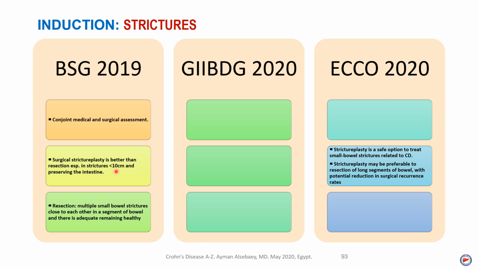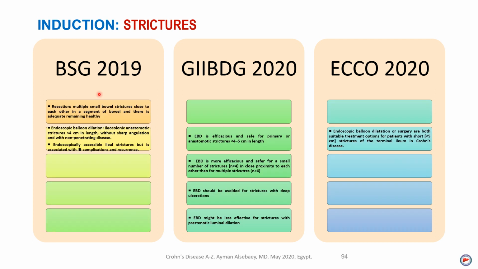ECCO said that strictureplasty is a safe option to treat small bowel stricture, and it is preferred to resection of long segments of the bowel, with potential reduction of the surgical recurrence rate. The BSG said that resection can be used if there are multiple small strictures close to each other and the remainder of the intestine is good.